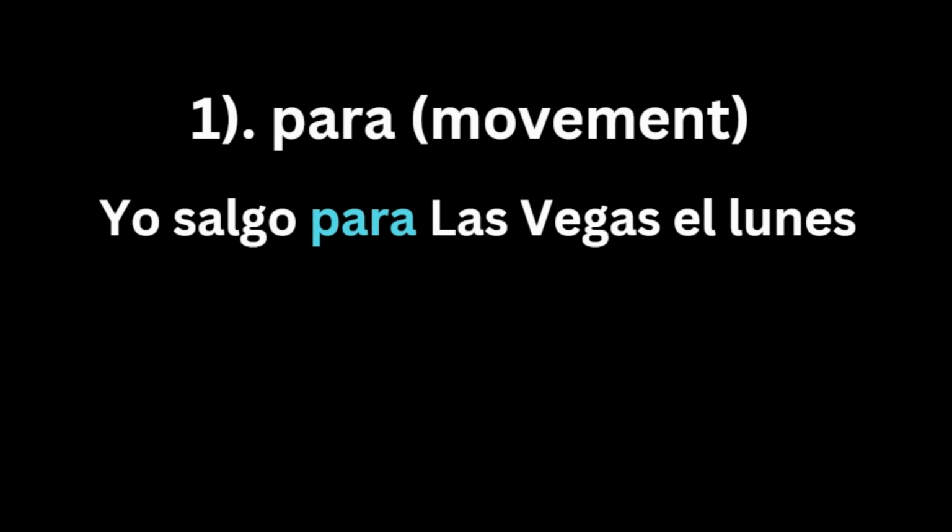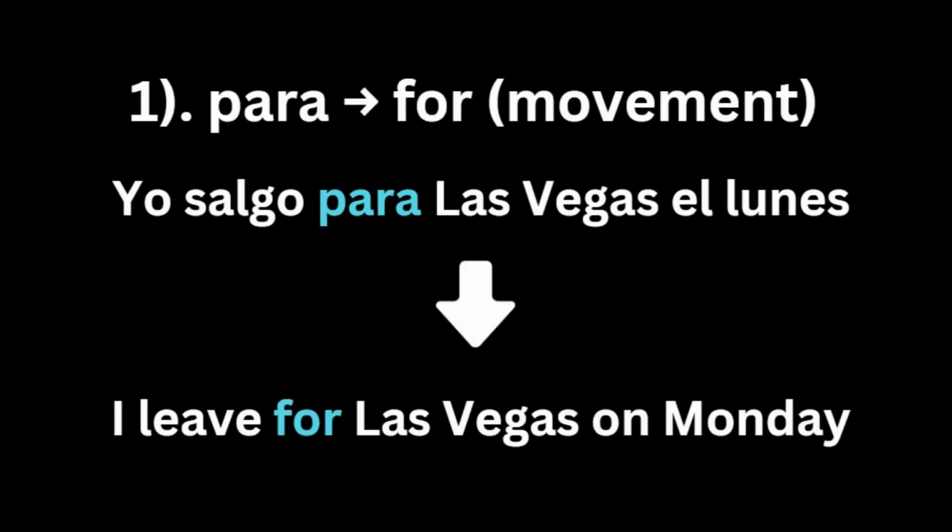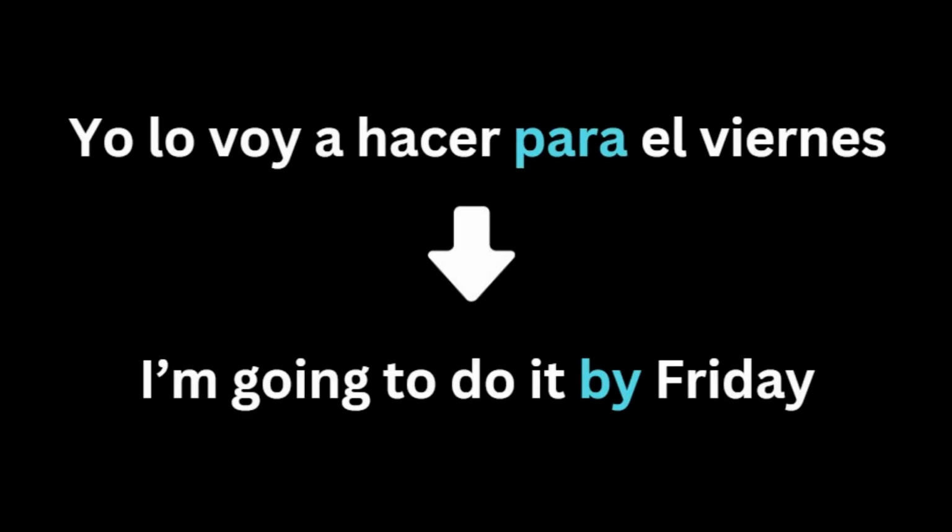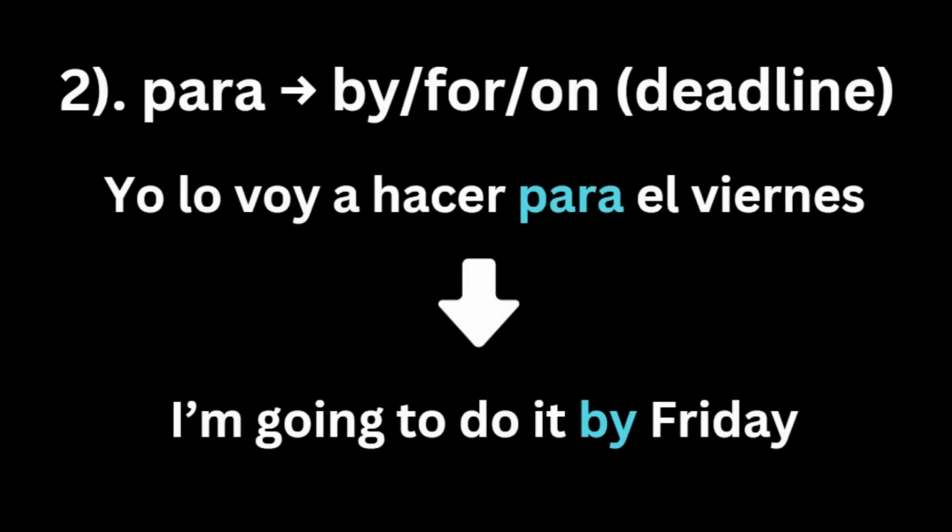For instance, saying a sentence like yo salgo para Las Vegas el lunes means I leave for Las Vegas on Monday, indicating a destination that I'm going to reach, which is an event that's gonna happen in the future. However, saying something like yo lo voy a hacer para el viernes means I'm going to do it by Friday. And in this tricky context, the word para acts as the preposition by in English, which doesn't make sense, but it does function as a deadline in the future, which is why para is used.